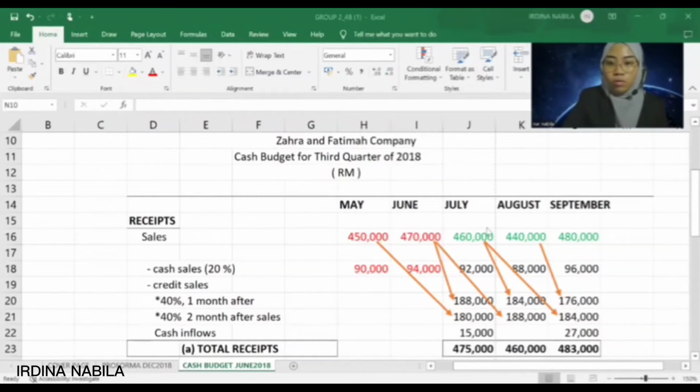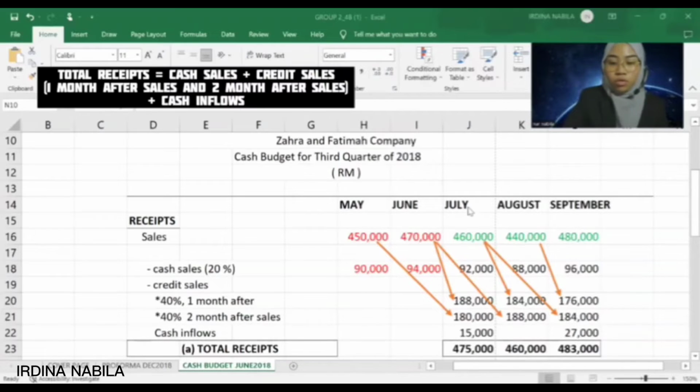Cash inflow for July is 15,000 and September is 27,000. And for total receipt, July is 475,000, August 460,000 and September is 483,000.